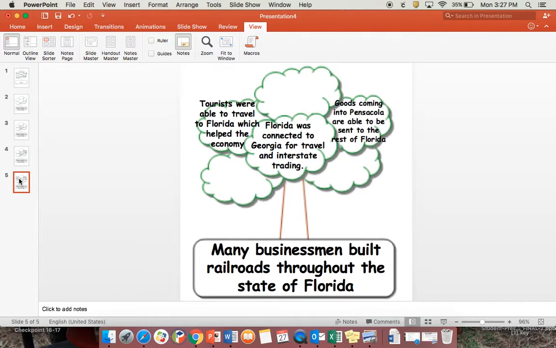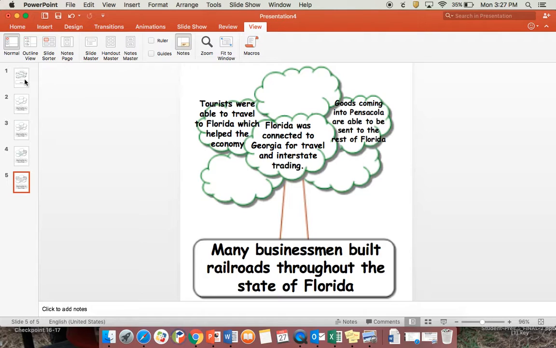And one of the last effects that we saw because the railroads were built by these businessmen is that tourists were able to travel to Florida, which helped the economy. It was easier for people to come into Florida efficiently, which means easily and in less time. They were able to come to Florida and vacation or see the sights. That meant they brought money into Florida. They were spending money on hotels and on doing things in Florida. So that was another effect of these railroads being built.